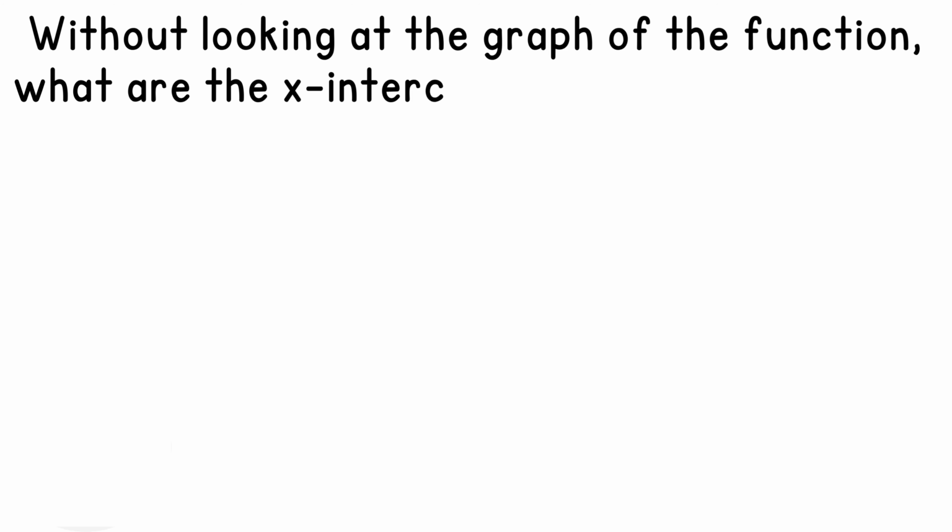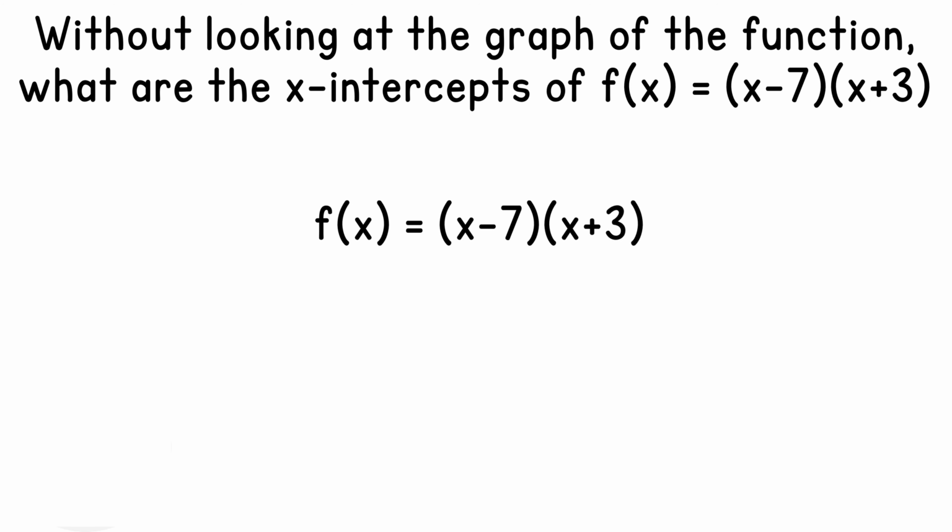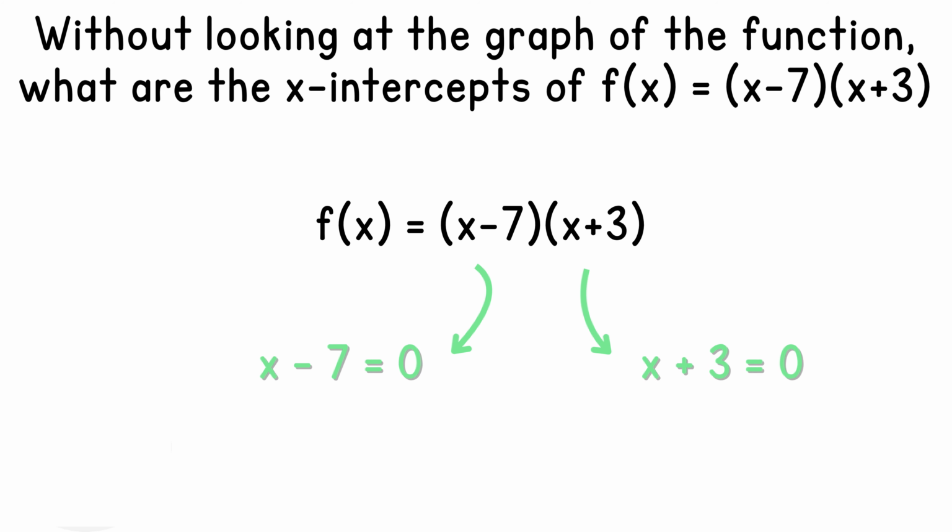Without looking at the graph of the function, what are the x-intercepts of f of x equals x minus 7 times x plus 3? So we'll take the function they gave us, and we know that we want the value of this function to be 0 so that we can find the x-intercepts. So we'll set each parenthesis equal to 0 and then solve for x to find those intercepts. We'll start by adding 7 on our first equation to get x by itself. This gives us a value of x equals 7. Now we'll solve the other equation by subtracting 3 from each side. And this gives us a value of x equals negative 3. So our x-intercepts happen at 7 and negative 3.